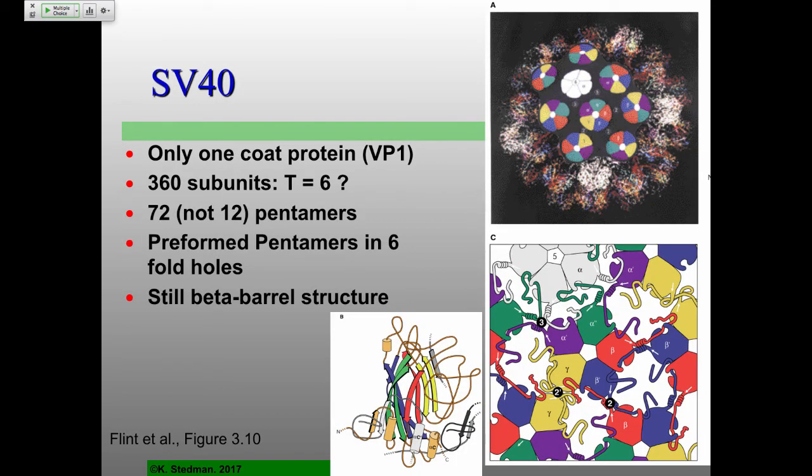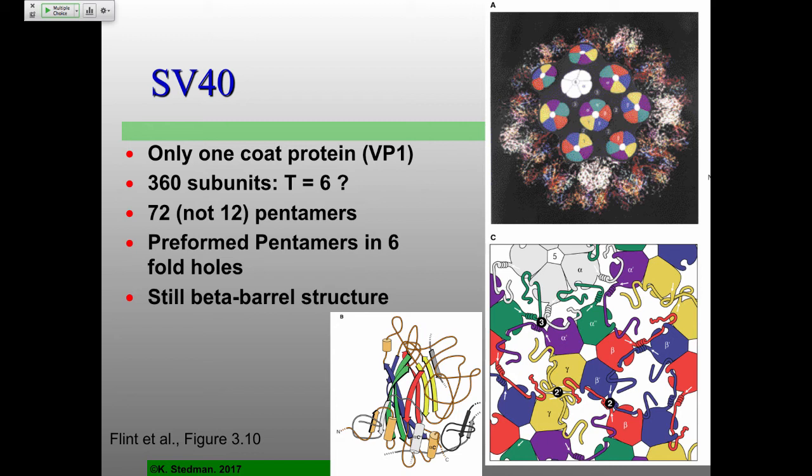So SV40, simian virus 40, a papovirus, we're going to talk a lot more about SV40. It was a really early model system for studying DNA viruses. It has only one coat protein, and looks like it should be arranged in a perfectly normal quasi-equivalent fashion. The only problem is, if you look at the number of subunits that make up any individual virion, it's 360.